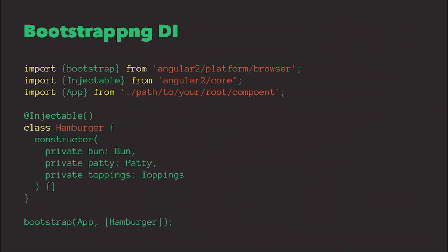This is a very simple application bootstrap in Angular 2. We've imported our bootstrap, our Injectable decorator, and a hypothetical app component. We've defined a little class here called Hamburger, and it's got the Injectable decorator on top of it. At the very bottom, we've bootstrapped our main app component as the root of our application, and then we have provided it with the Hamburger class. This lets Angular know how to build hamburgers.